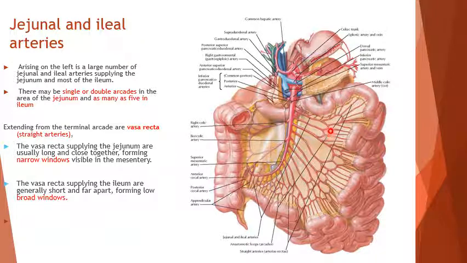In the case of the jejunum, the number of arcades is up to 1 or 2, while in the case of the ileum, they may be up to 5. From these arcades, a number of straight arteries arise. These are known as vasa recta, and finally they supply the jejunum and ileum. Now these jejunal and ileal branches lie in the mesentery of the small intestine.